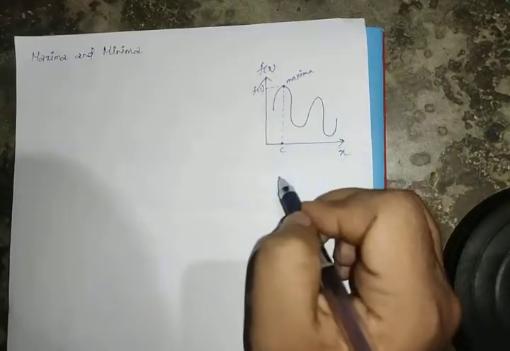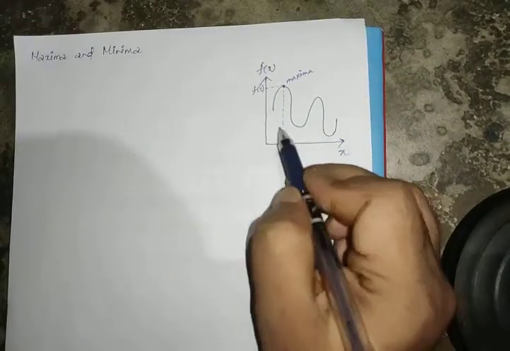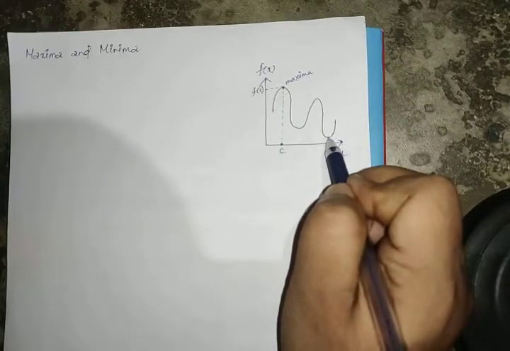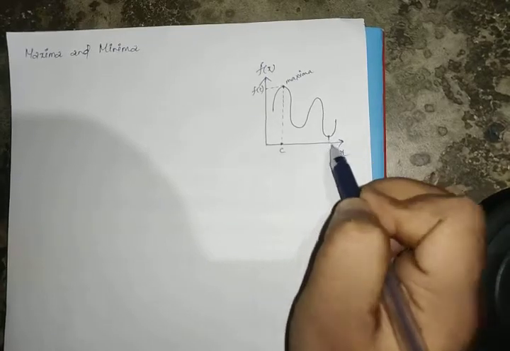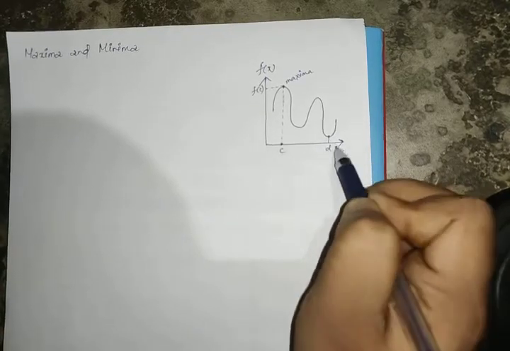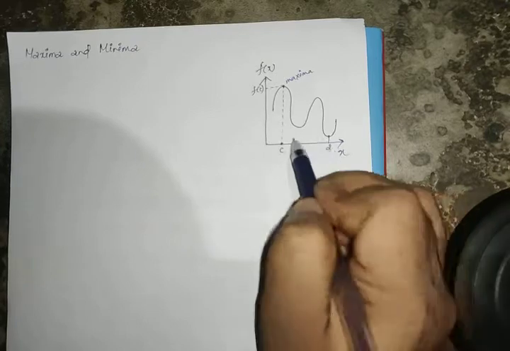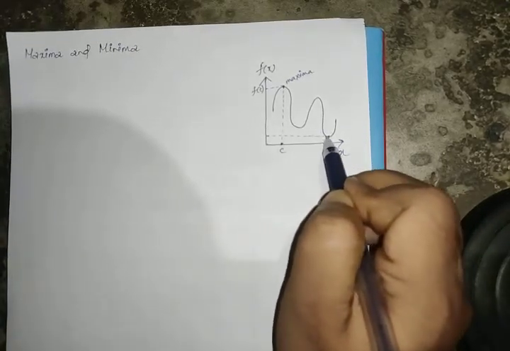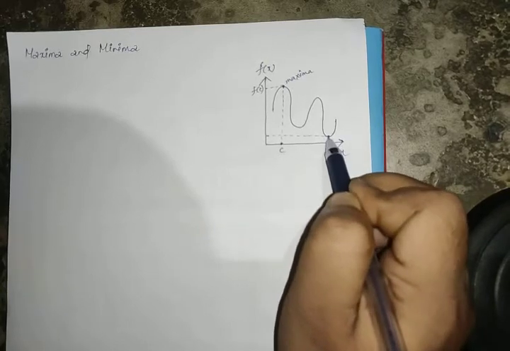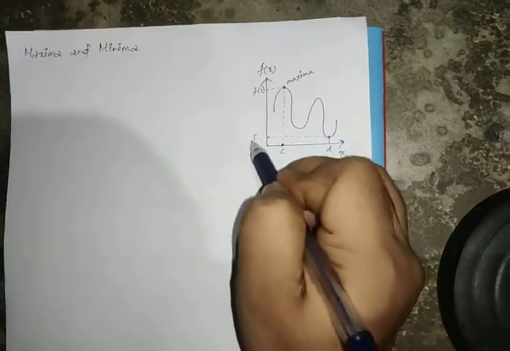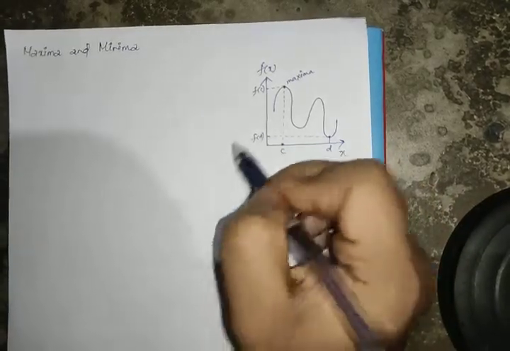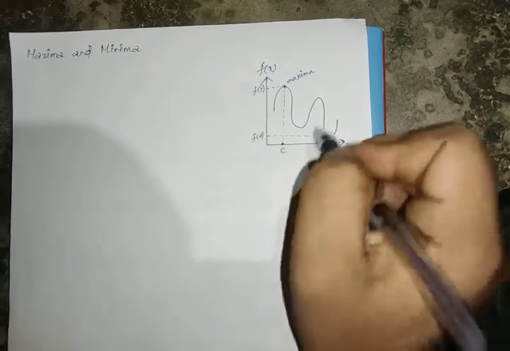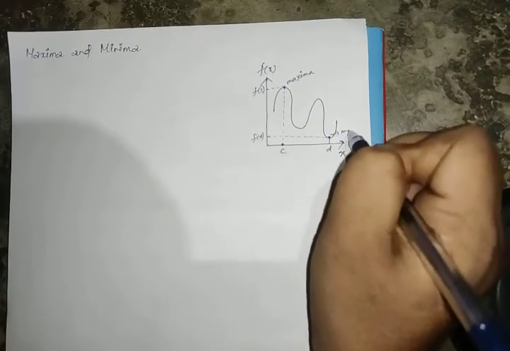And where will this function attain its minimum value? Here, right? So let us consider this point as D. Let us join this. At this point the function will attain its minimum value. So this will be f of D. So this is called minima.